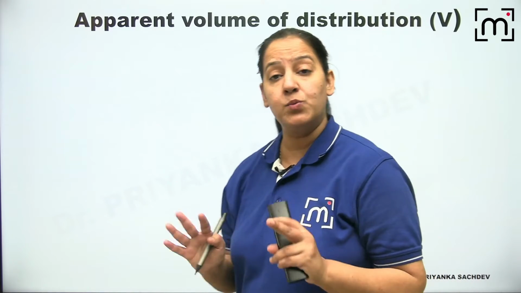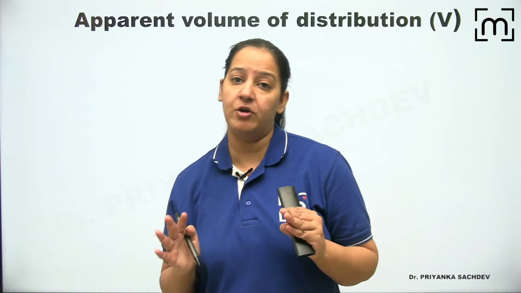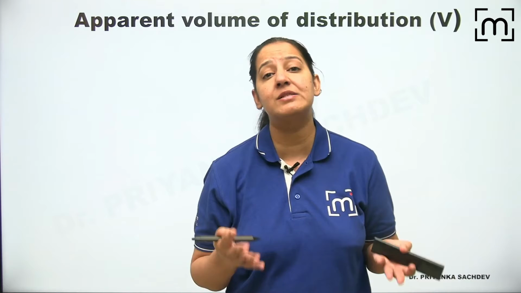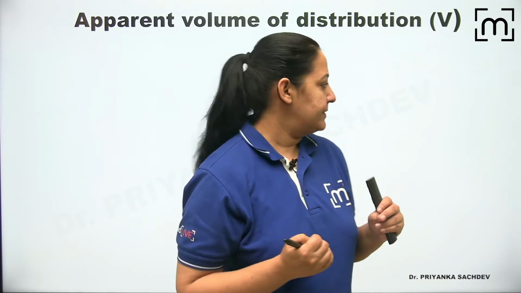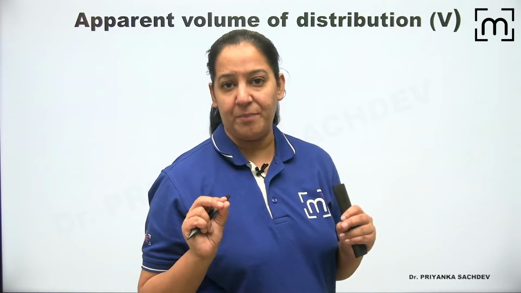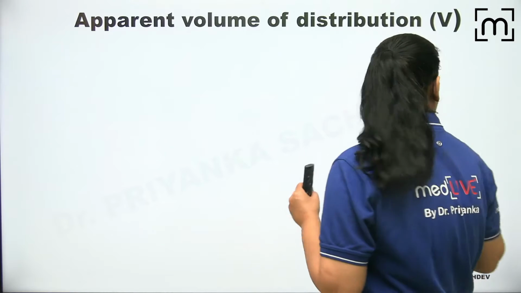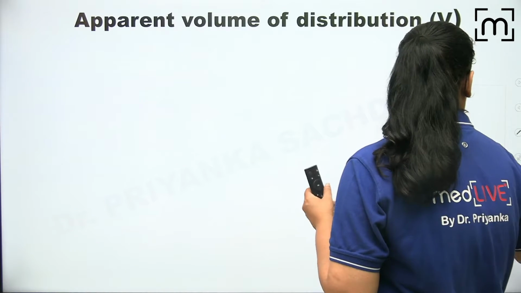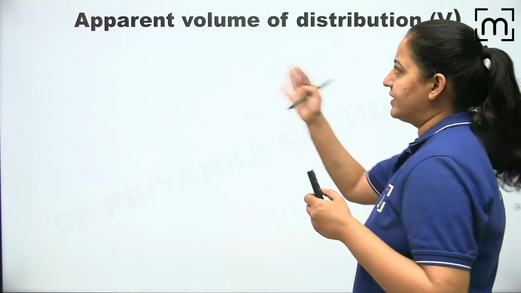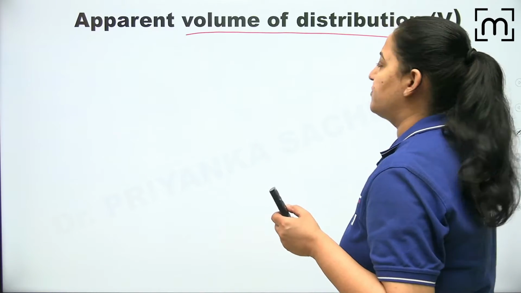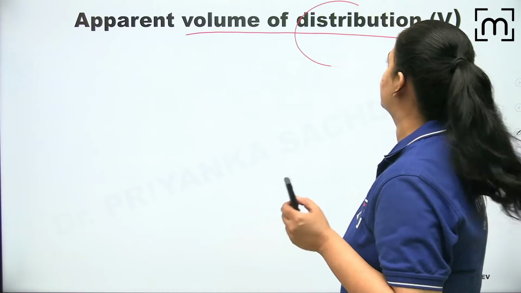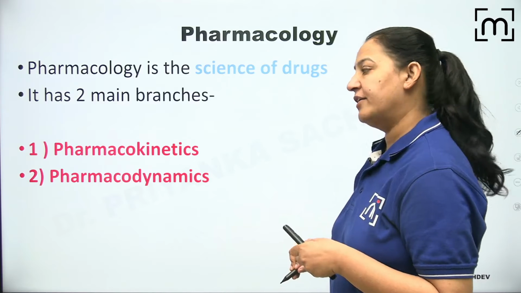Now, I must say it is one of the difficult topics of general pharmacology or pharmacokinetics in which students find a lot of trouble. So, I will simplify this topic for you. I will help you to understand it with simplicity. So, give me a minute. For understanding what is apparent volume of distribution, you should have a concept of what is distribution. So, let me start from the beginning.